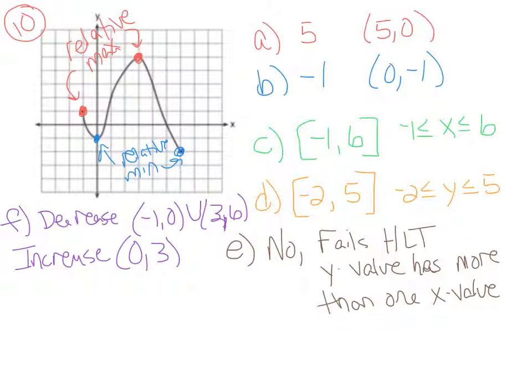The last part of this problem, though, wants us to identify what the absolute max and min are, and the absolute max and min are simply going to be the highest of the maximums and the lowest of the minimums. So your absolutes in this case are going to be over here at 3 for the maximum, and at 6 for the minimum. So these are your absolutes, because they are the highest and lowest respectively.